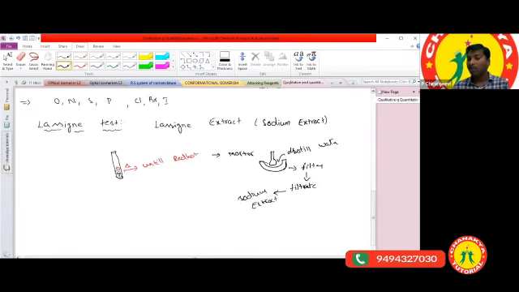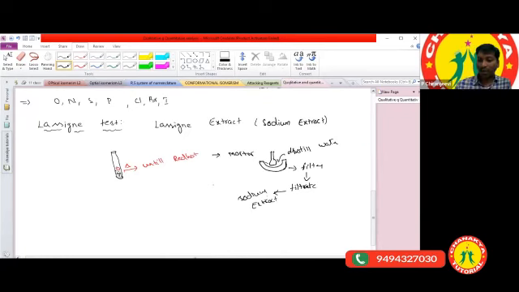On the filter paper we can observe some small glass particles. Using this sodium extract, we are going to do some tests for the detection of nitrogen, sulfur, phosphorus, chlorine, bromine, iodine, and so on.